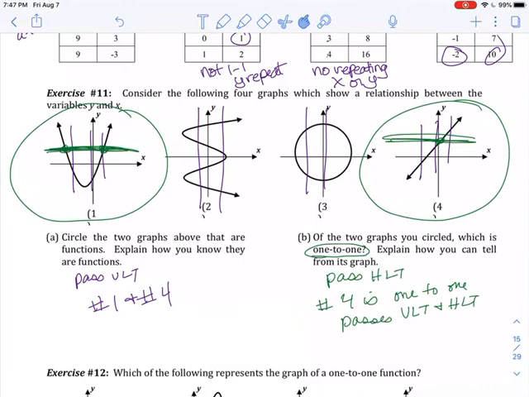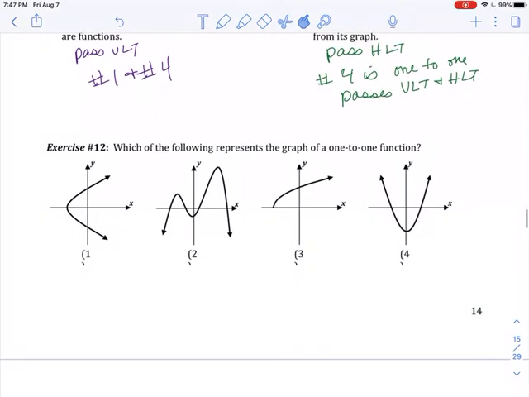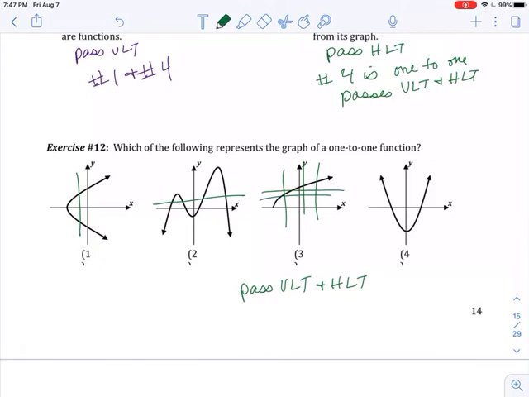And number 12. Which of the following represents the graph of a one-to-one function? Again, to be one-to-one, it has to pass the vertical line test and the horizontal line test. All right, looking at number 1, it fails the vertical line test. Number 2 fails the horizontal line test. Number 3 passes the vertical line test and passes the horizontal line test, so number 3 is my answer. Number 4 fails the horizontal line test.